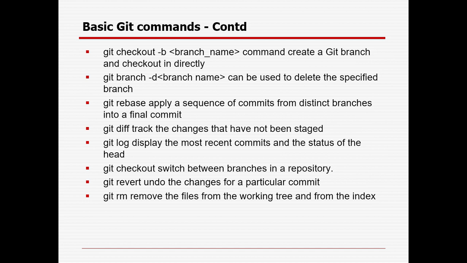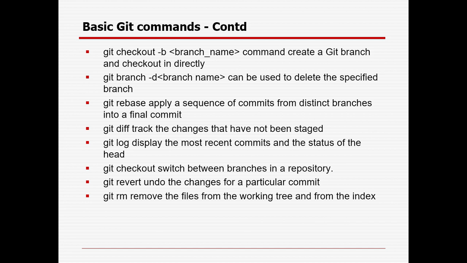Then git checkout -b branch name. With the help of git checkout and the branch name, you can switch to a branch. But if you use git checkout -b branch name, it will create a new branch as well as check out to that branch directly. Git branch -d branch name will be used to delete the specific branch.